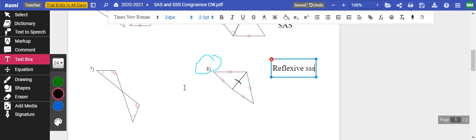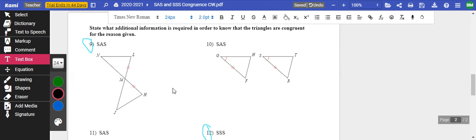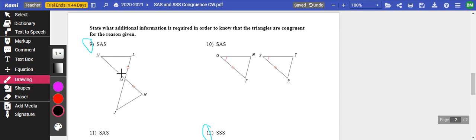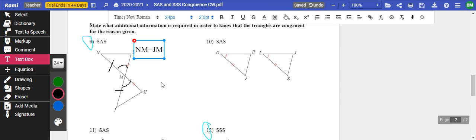All right, for this next group, it's going to ask me what additional information is needed. Right here, these angles are already congruent by vertical angles. So I need that this side is congruent to prove it by side angle side. So I need to say NM equals JM. And I've got to set them up so that they're the same: N to M, J to M, because I'm going from the outside in. They have to be set up the same way.